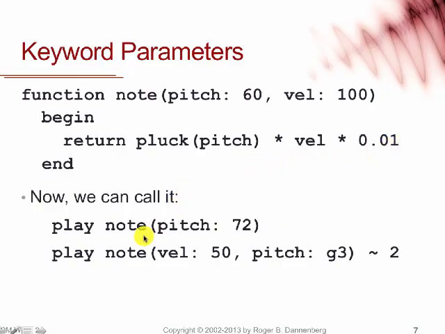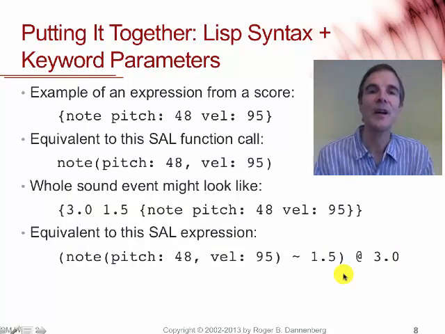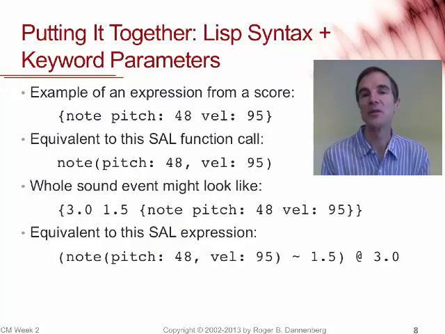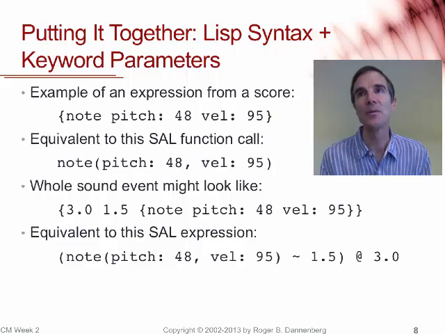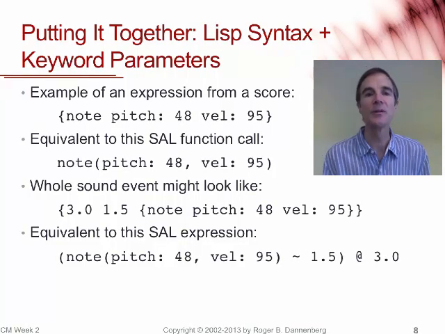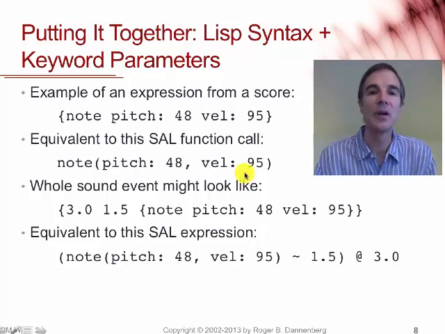Okay, and so now that we've defined note, we can call it as an ordinary function, like play note where the pitch is 72, call note where the velocity is 50 and the pitch is g3, and the duration, we haven't really learned about this operator, but this is the stretch operator, say make the duration 2. All right, so now we know about how to represent function calls as lists, and we know how we're going to pass keyword parameters from the score attributes.